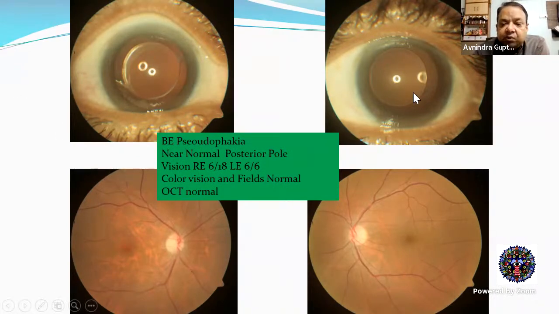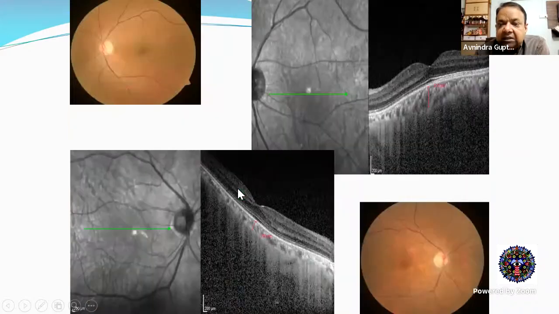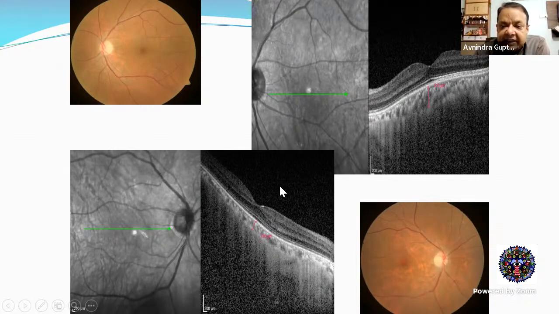You can see good pseudophakia. Fundus is almost normal. Vision in the right eye was 6/18 and in the left eye was 6/6. Color vision and fields were normal. On OCT, you can see a normal foveal contour in both eyes. Then why is the vision less?